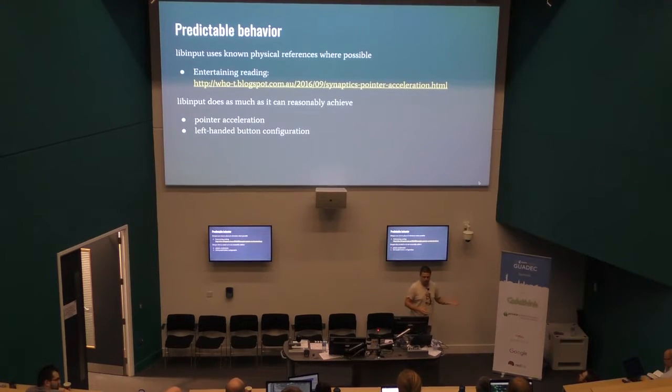In libinput, we're pretty much using physical references where possible. So your movement thresholds are in millimeters, your button sizes are in millimeters, and so on and so forth. It makes things a lot easier. Left-handed button configuration is another one. You tell libinput, I want my mouse to be left-handed, it does the right thing. Trying to tell, for example, the Synaptics driver that the touchpad is left-handed is entertaining.